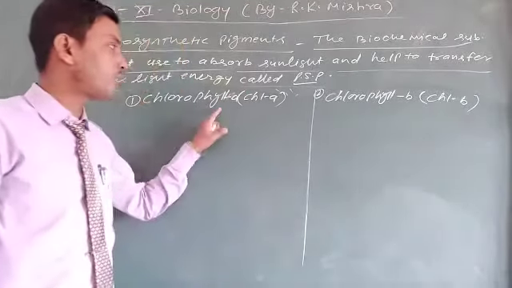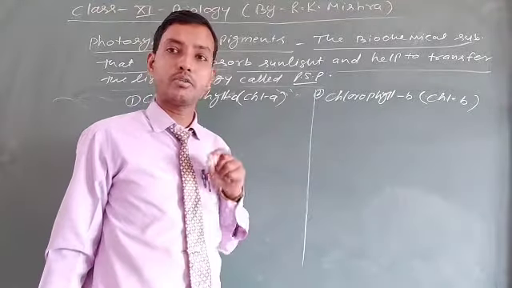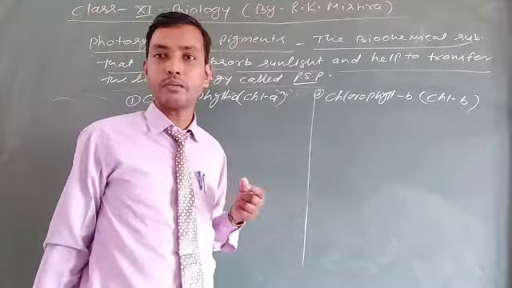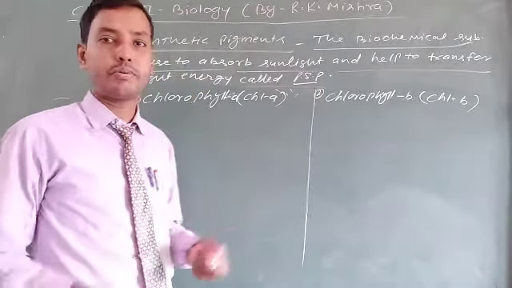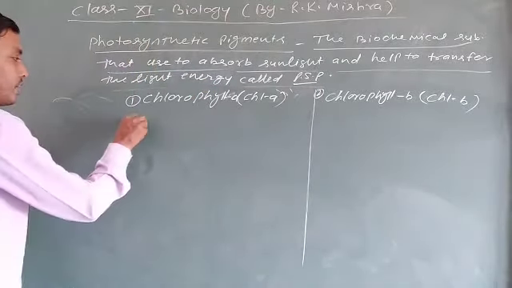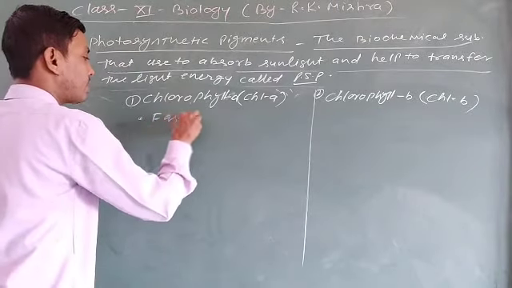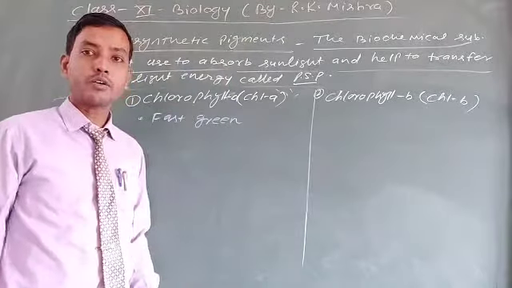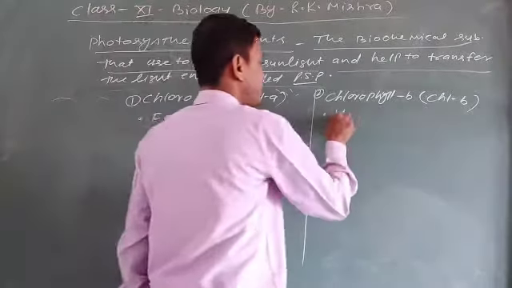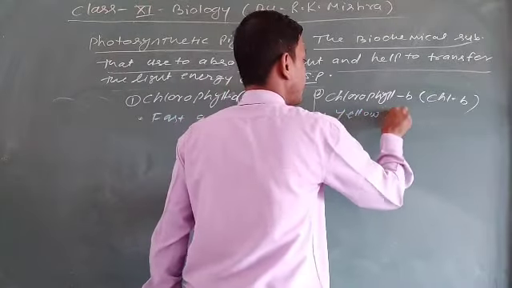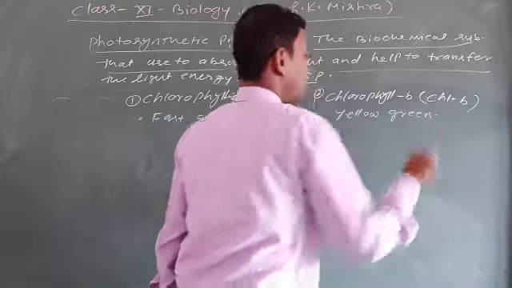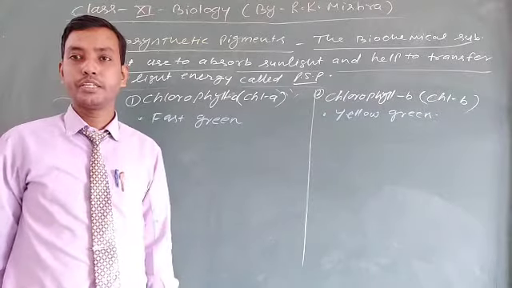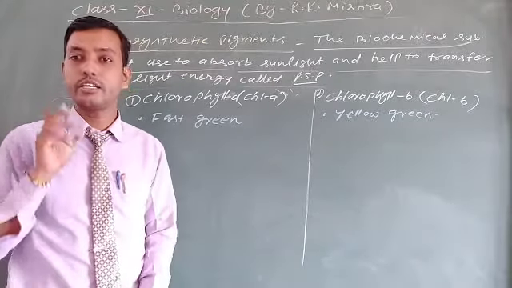Okay? So these are chlorophyll A and chlorophyll B. These are the two different key pigments or chief pigments. Now, one by one, we will talk about chlorophyll A and later on chlorophyll B. Chlorophyll A is fast green in color. And chlorophyll B is yellow green in color. This is the first difference between chlorophyll A and B. Fast green means dark green.